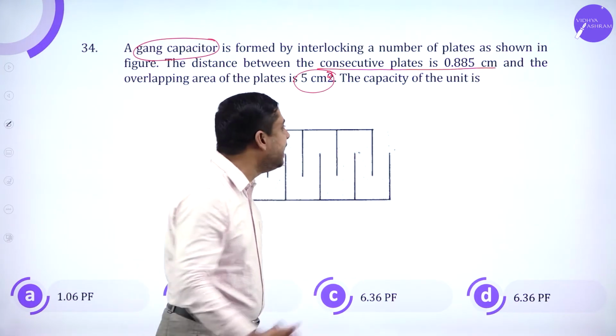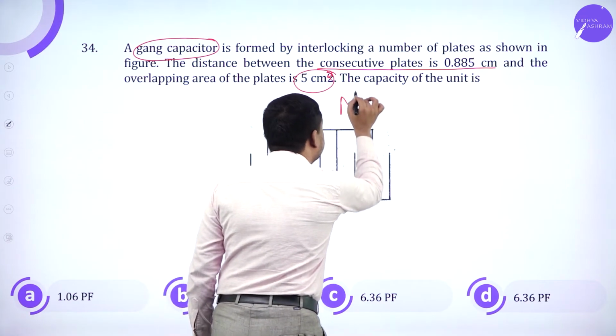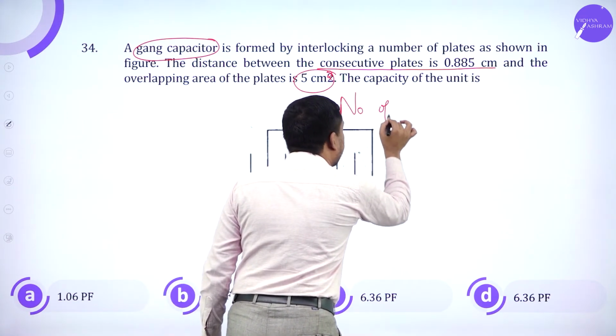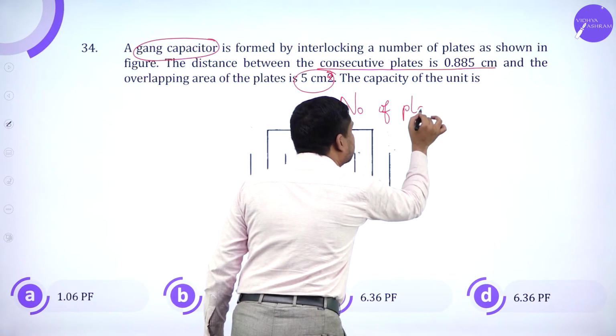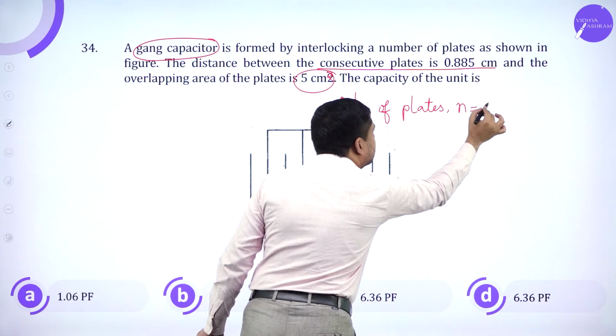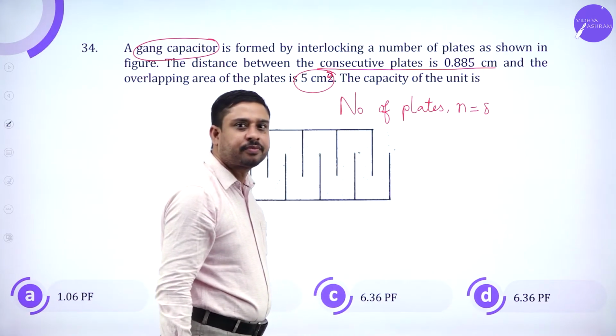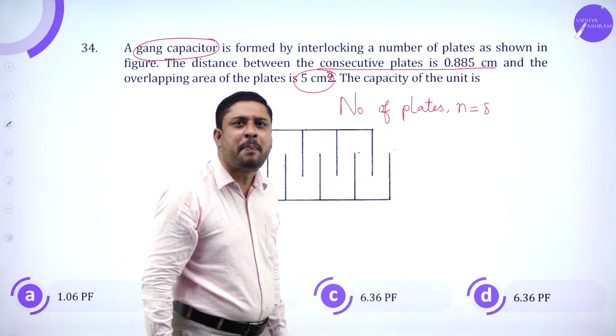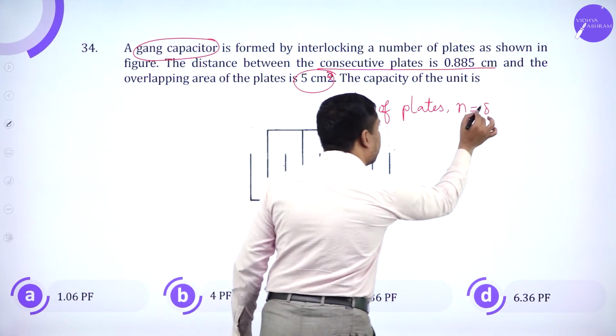So there are 9 interlockings, which means the number of plates here, that is n, is equal to 8. And it behaves as a parallel plate capacitor.